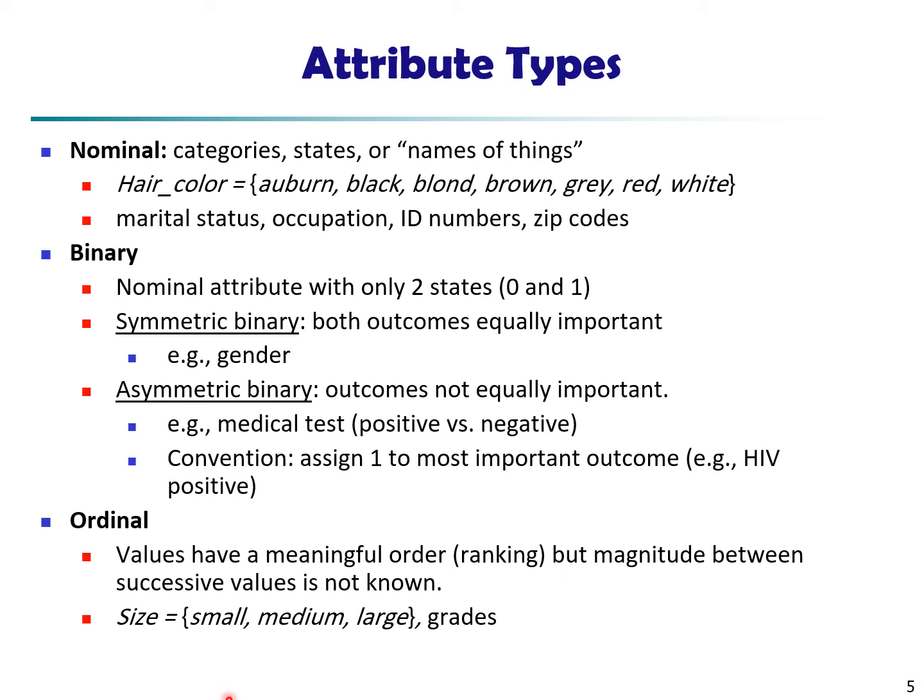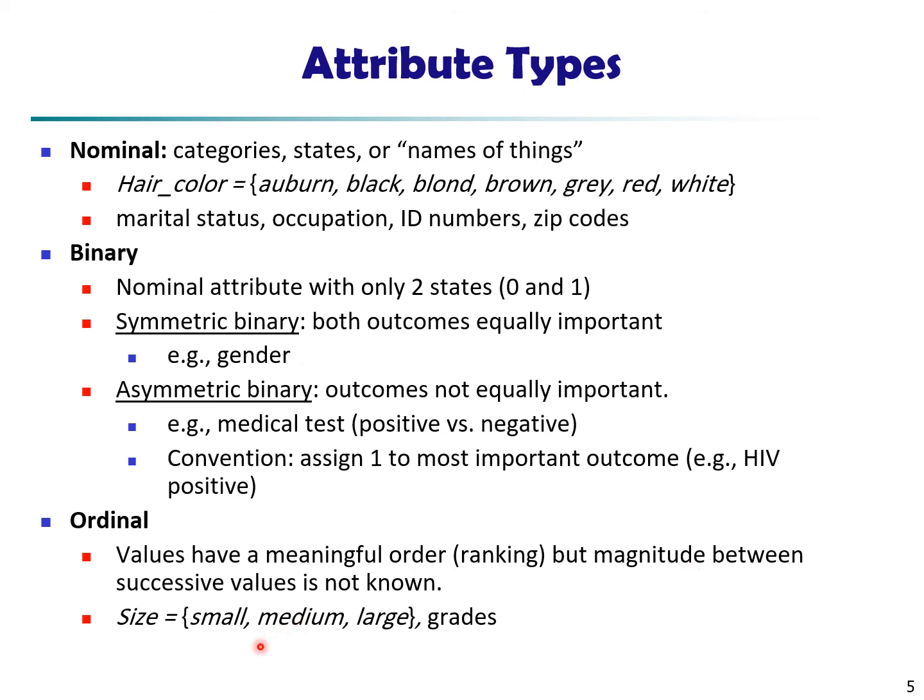The third attribute type is the ordinal data type. To really remember ordinal, it comes from the word order. The ordinal data types have a meaningful order. They have ranking. However, the magnitude or the amount between two values that come one after the other is not known.